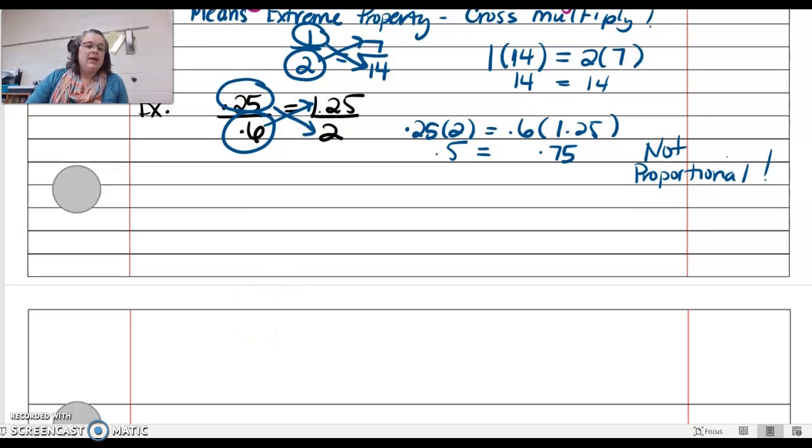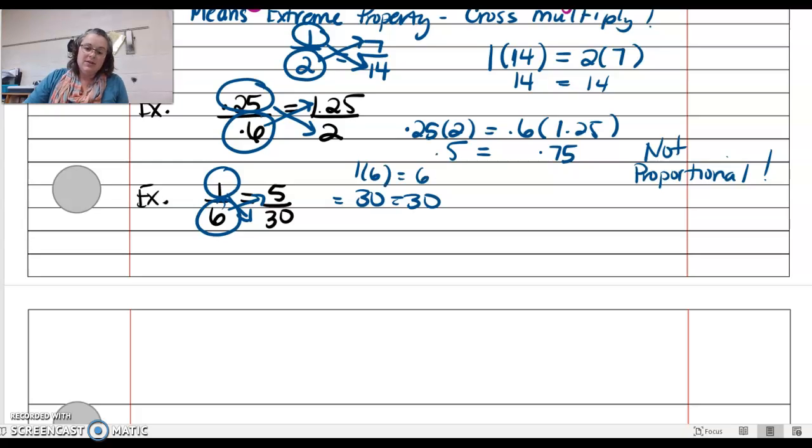Okay, let's try 1/6. Does this equal 5/30? If we use the means extremes property, 1 times 30 gives me 30, and 6 times 5 gives me 30. Excuse me, getting ahead of myself. So yes, these two ratios are proportional.